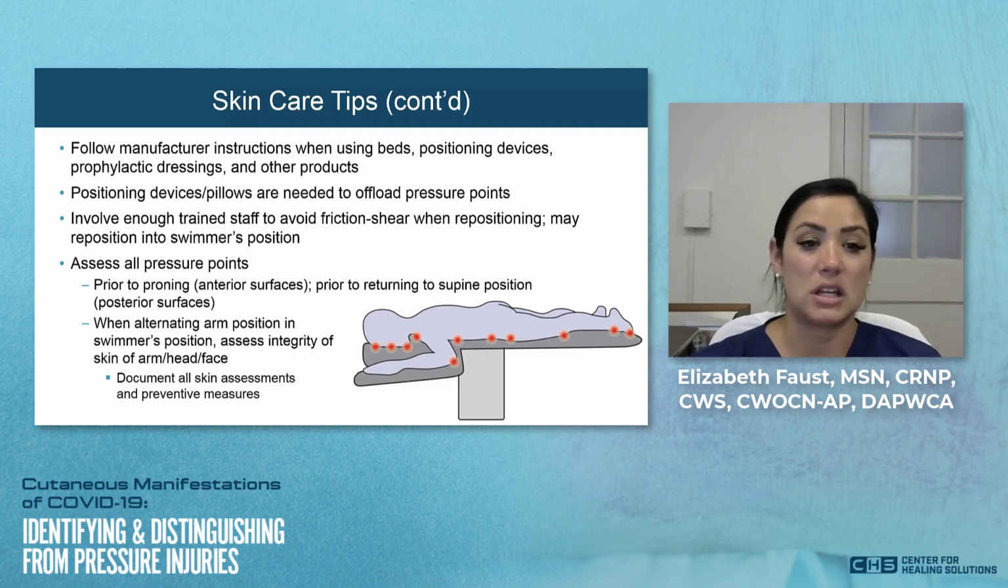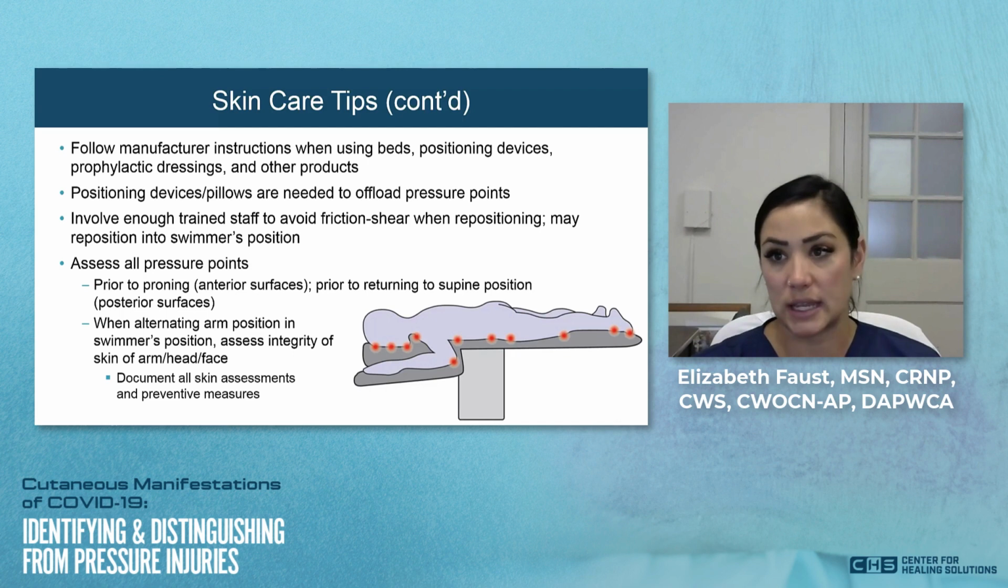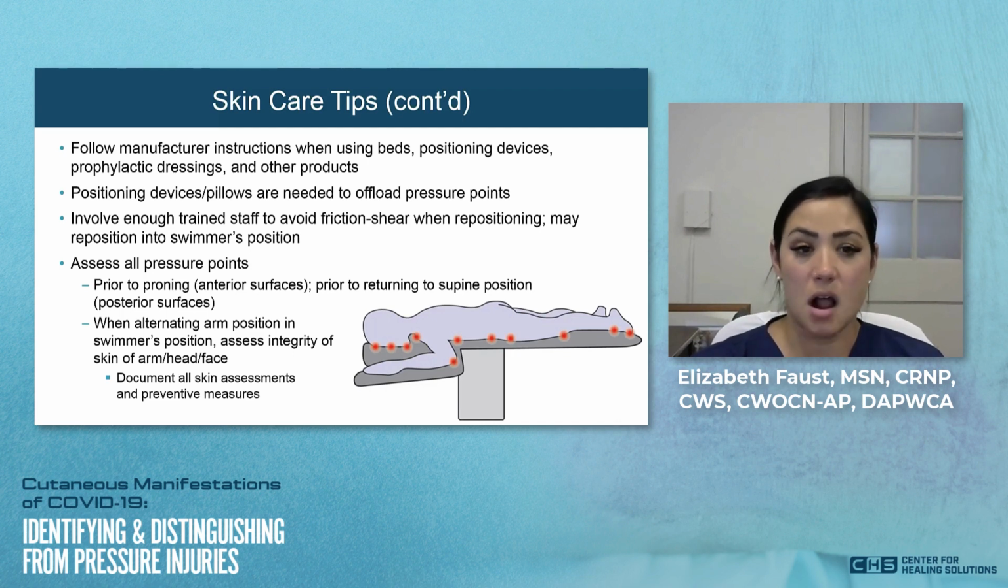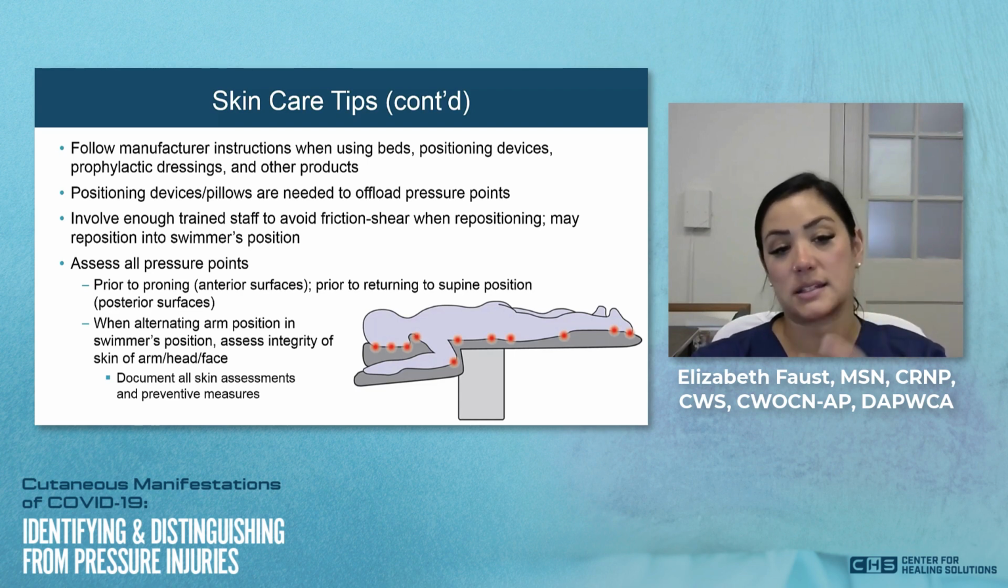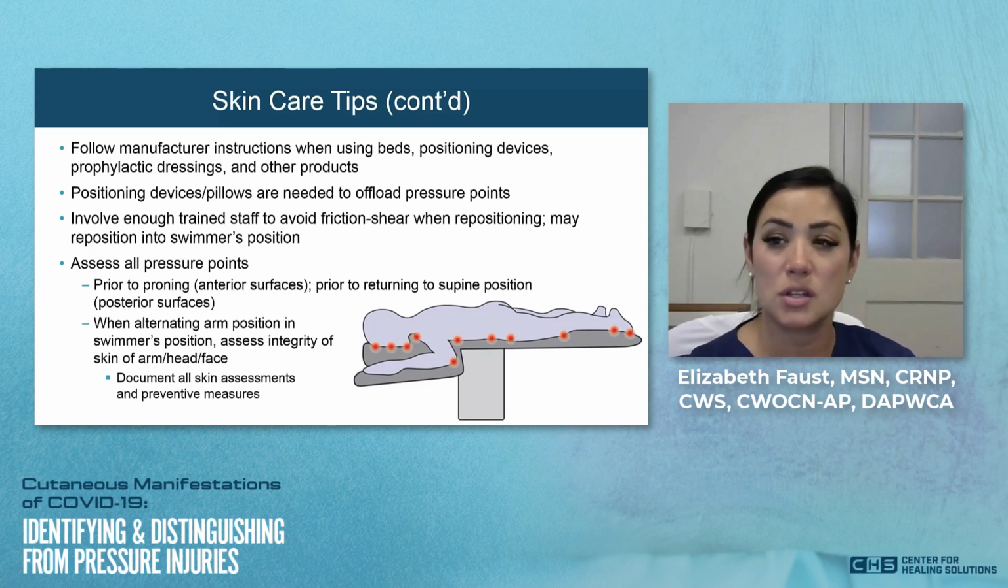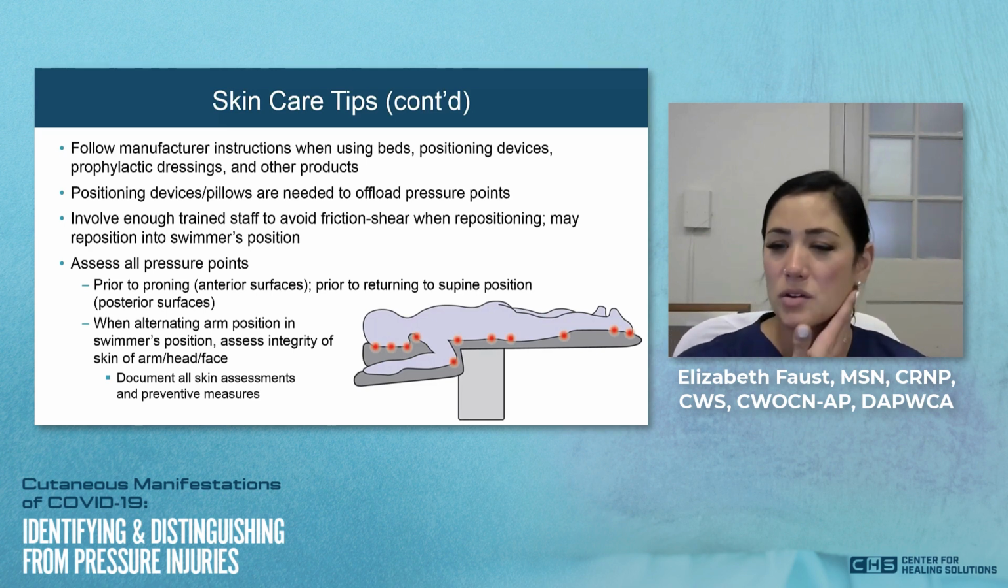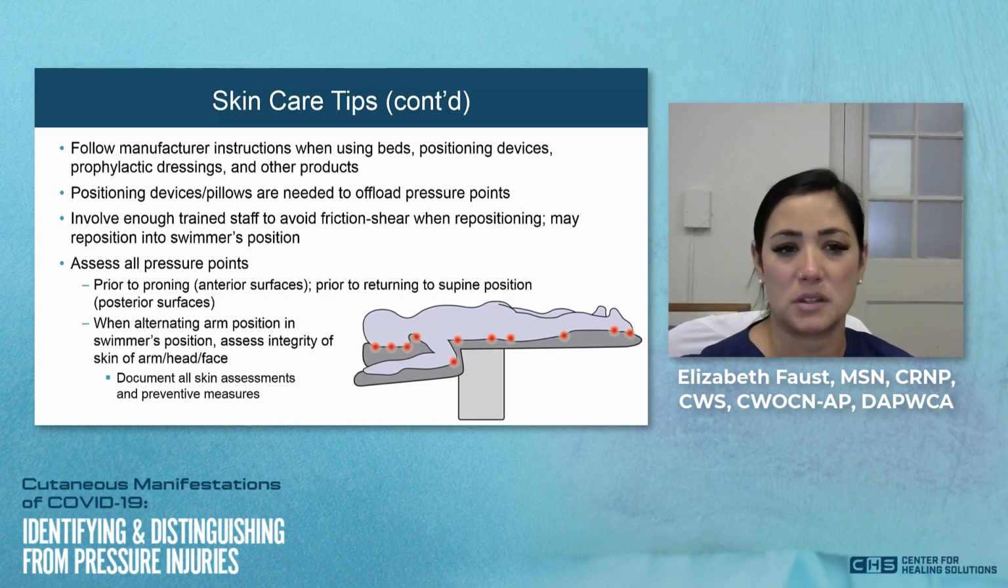You may reposition into a swimmer's position. And then assess all pressure points. So prior to proning, make sure you're checking the skin, noting any anomalies and appropriately addressing them. And then when alternating the arm position in the swimmer's position, assess for the skin integrity of the head and face, and then document any skin assessments and preventative measures. We also used an additional wicking pad underneath the face just to help manage some of the secretions.